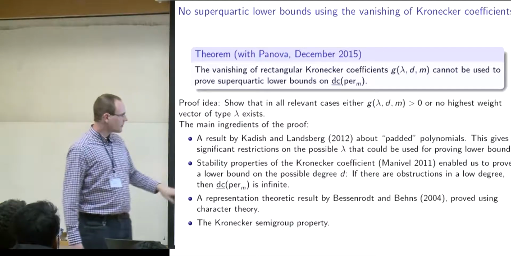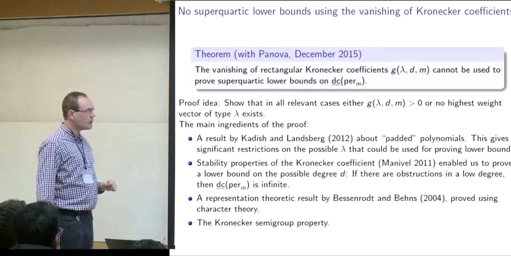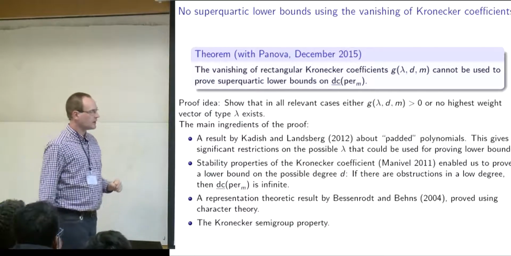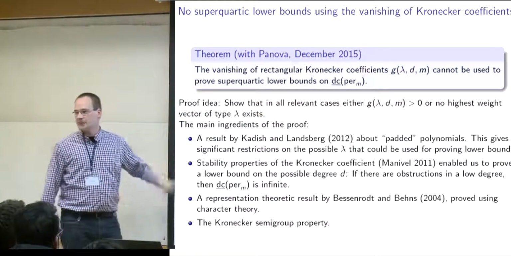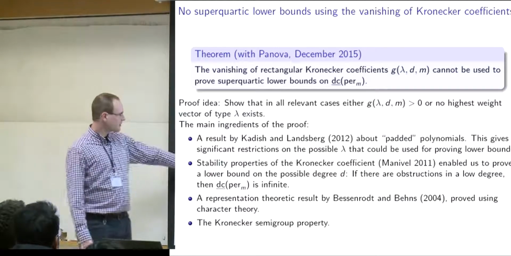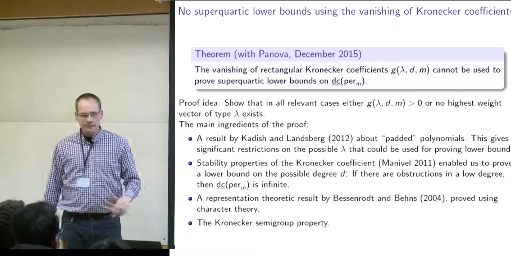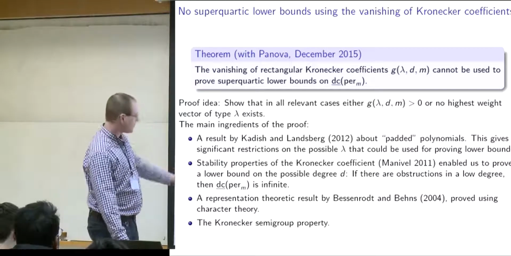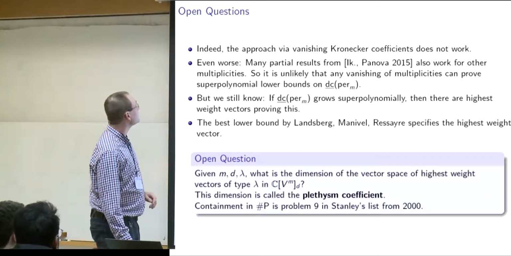We used also a representation theoretical result by Bessenrodt and Behns. Behns is a student of Bessenrodt, and Bessenrodt is a researcher who has a lot of papers about Kronecker coefficients. This was one of them. They're using character theory to prove some positivity results about Kronecker coefficients, and the semigroup property has its own backstory. Let me just not go into that. Okay, so those were the ingredients.